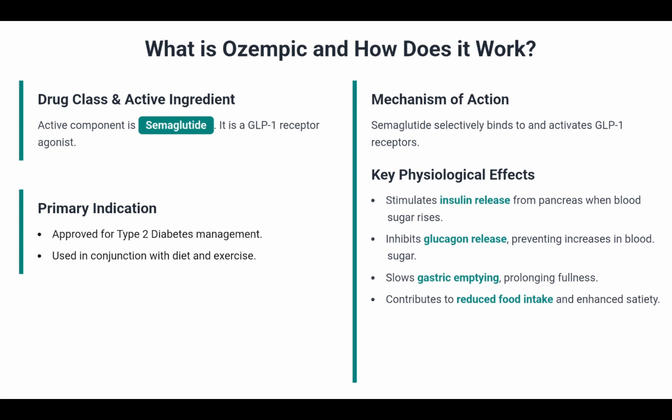Second, it inhibits glucagon secretion from pancreatic alpha cells, which prevents inappropriate hepatic glucose production and helps keep blood sugar levels from rising unnecessarily. Third, it slows gastric emptying, which means food leaves the stomach more slowly, blunting postprandial glucose spikes and prolonging the sensation of fullness. And fourth, it acts centrally to reduce food intake and enhance satiety, which contributes to its weight loss properties, a topic we will explore in great detail shortly.